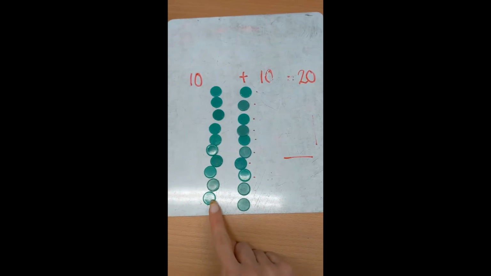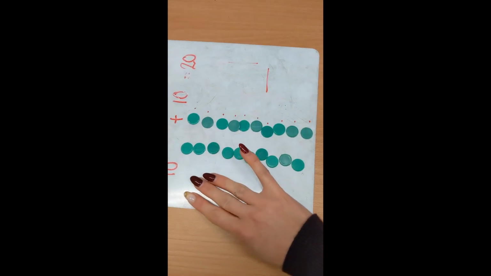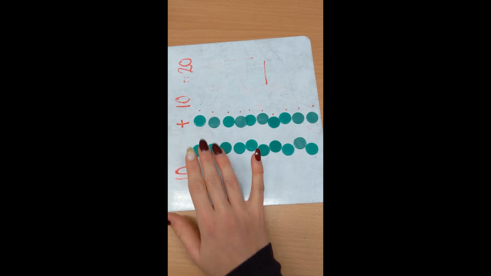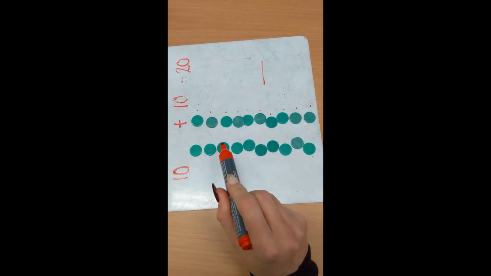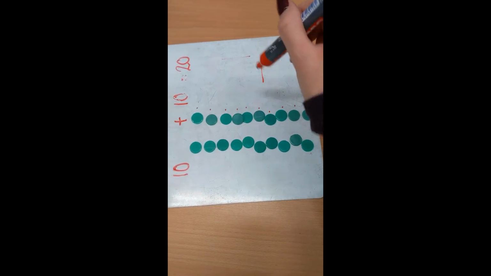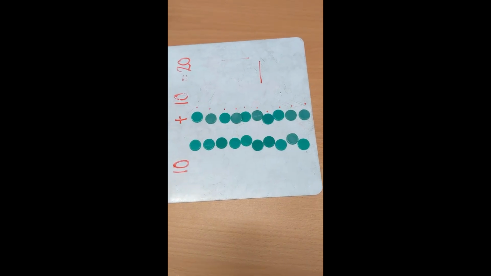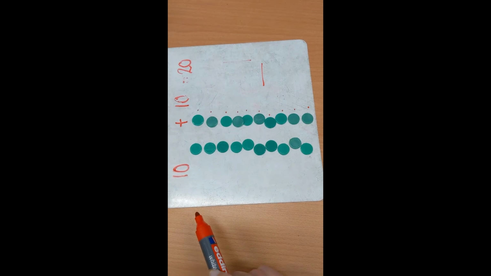I know I've got 20. 10 and 10 makes 20. What if I turn my array this way round? Is it still the same? Well, my columns have changed. I've now got 1, 2, 3, 4, 5, 6, 7, 8, 9, 10 columns and 1, 2 rows. So the columns and rows have switched, but the number of counters is still the same.